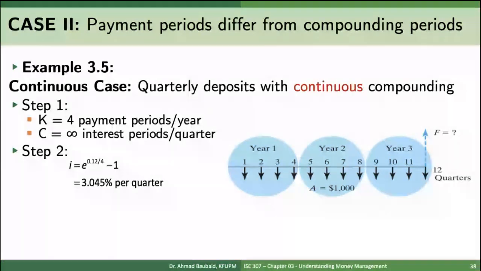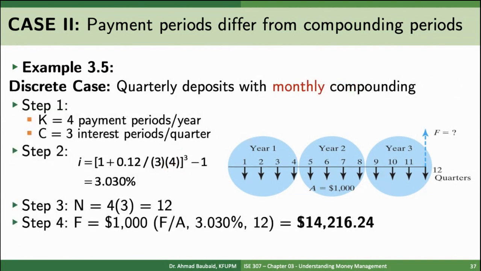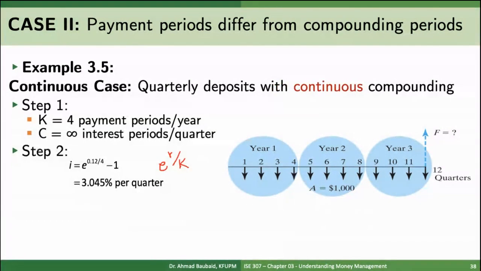So remember, the formula for this case is e to the r, the nominal, divided by K. I have K is equal to 4. I have the nominal. I plug in. I get my interest. So the interest is also going to change. Look back at the interest here, 3.03, 3.045. So it's a little bit higher, which is expected because you're applying the interest more frequently. So that's a nice sanity check to make sure our answer makes sense so far.